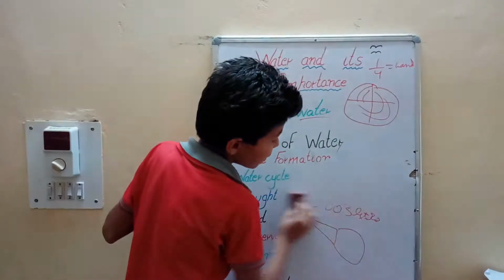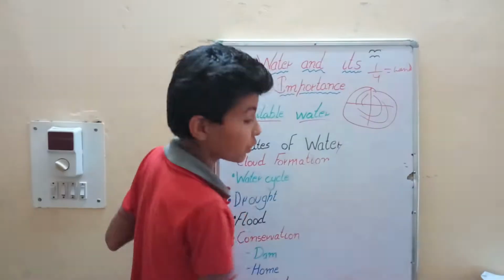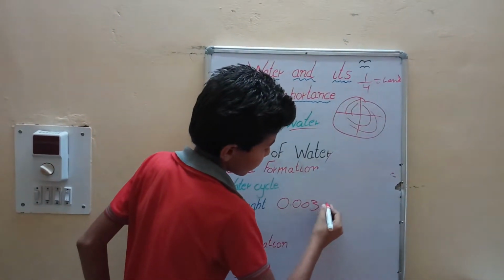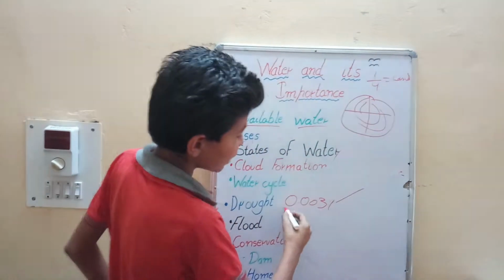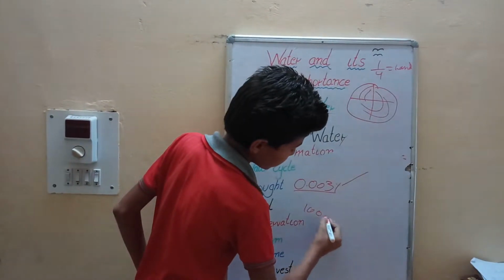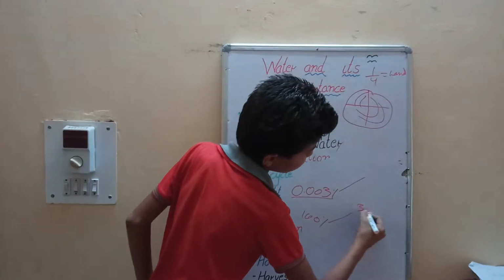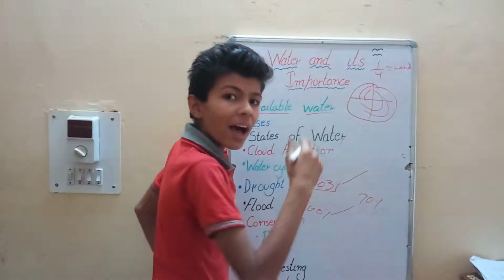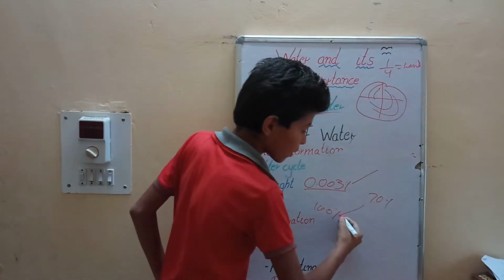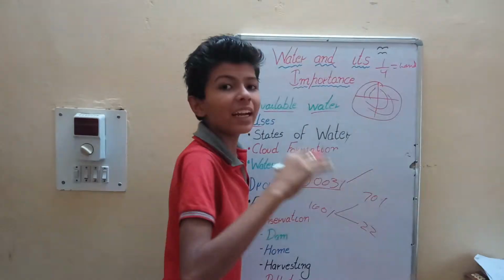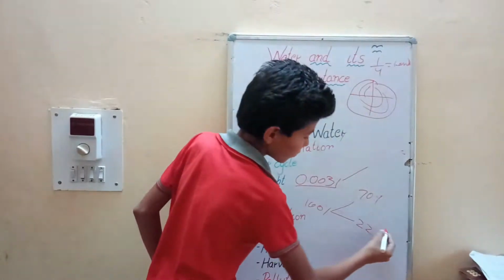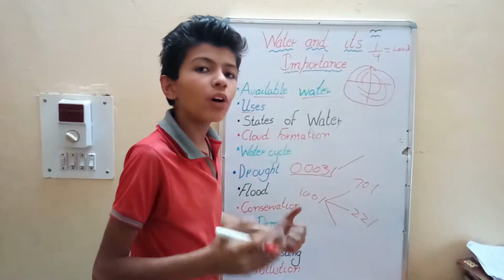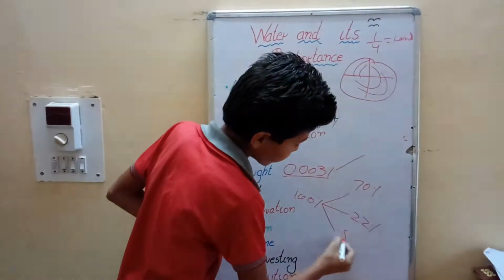Now, uses. We use this 0.003%. If this were 100%, then about 70% we use in agriculture, 22% in industrial use, and about 8% for domestic or personal use.